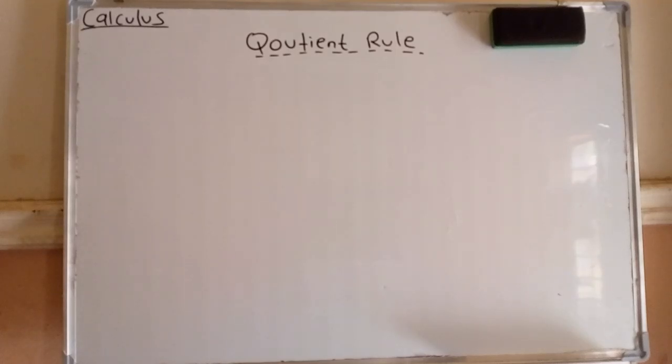In this tutorial, we are going to talk about the quotient rule. In our last video, we talked about the product rule. We saw how to solve an example using the product rule. Today we are moving to the quotient rule.